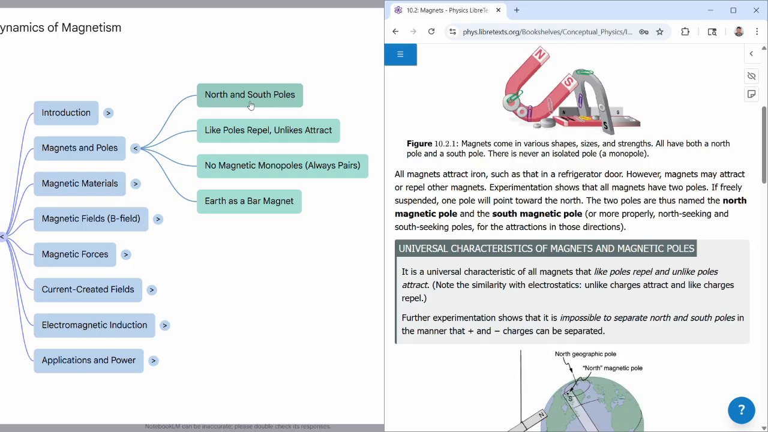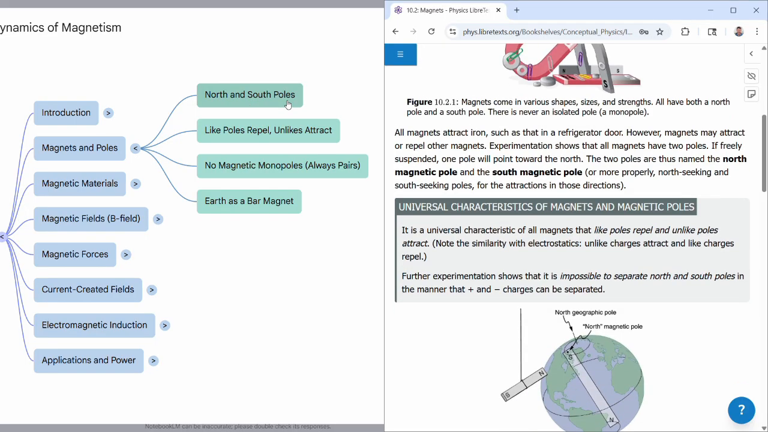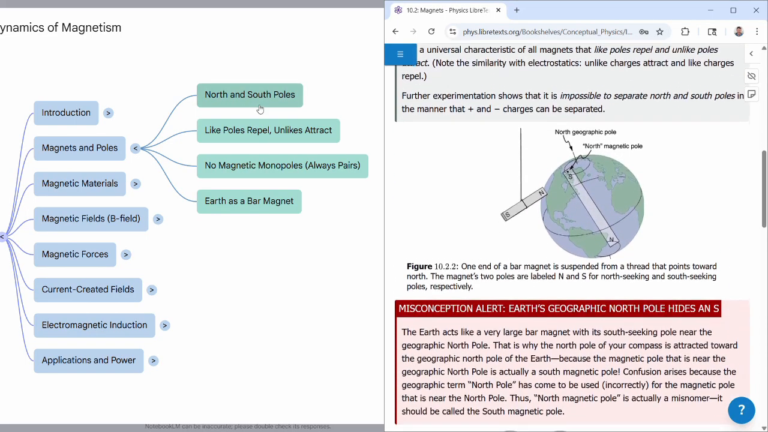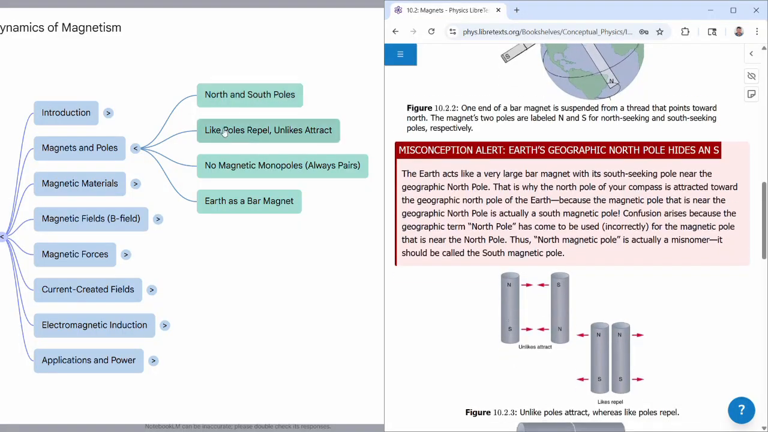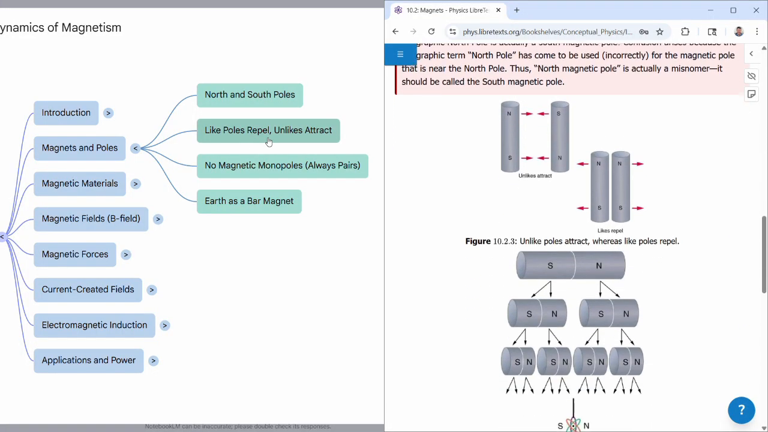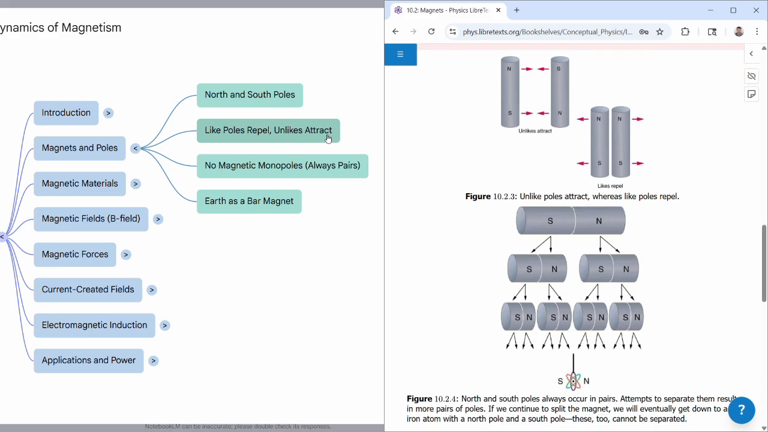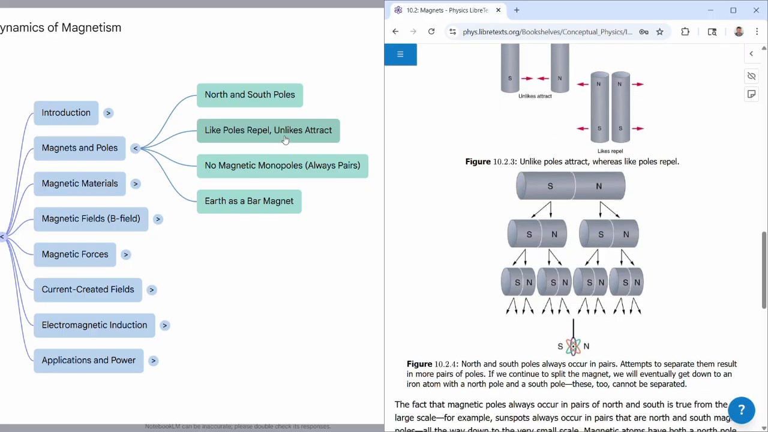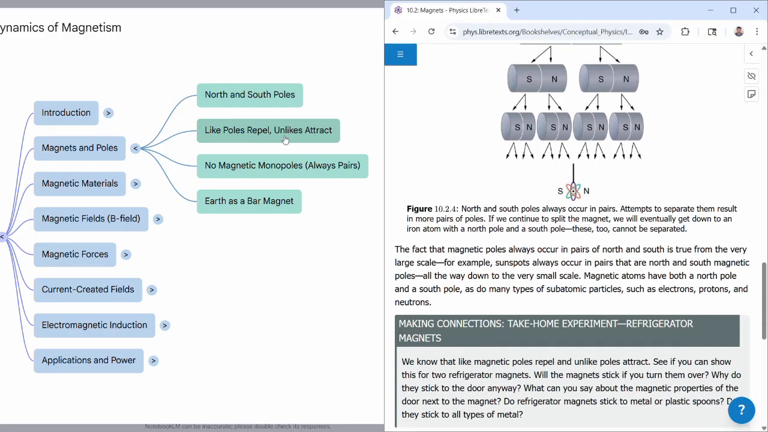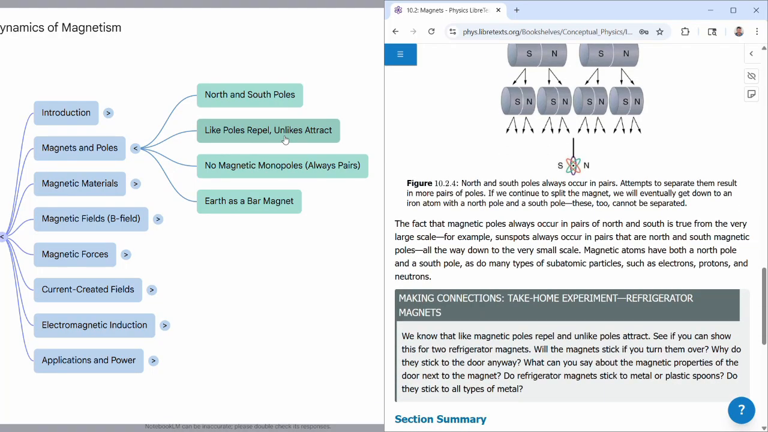So north and south poles in a lot of ways act like positive and negative charge. Like poles repel the same way like charges repel, and unlike or opposite poles attract the same way unlike or opposite charges attract. Now, what sets magnetism apart from electricity is that there are no such things as magnetic charges, or what we would call a monopole.